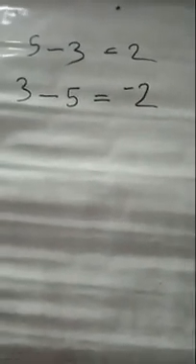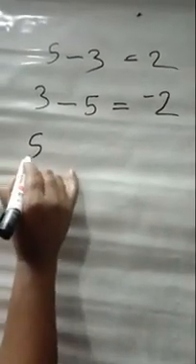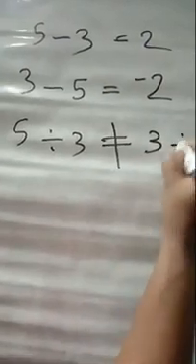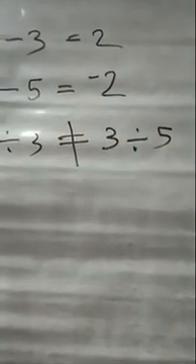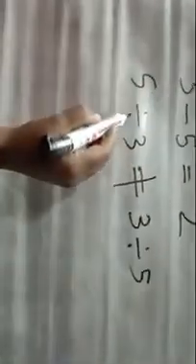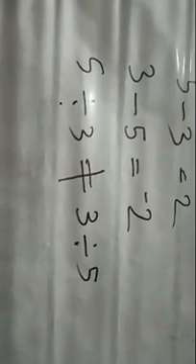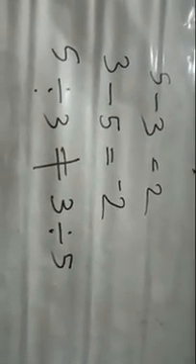In the same way for division, 5 divided by 3 is not equal to 3 divided by 5. So the commutativity property is not satisfied for both subtraction and division. In the same way, associativity is not satisfied, and identity and inverse do not exist for subtraction and division.